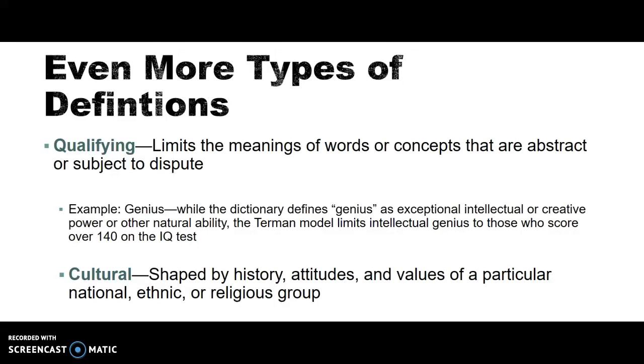Here's some more types of definitions. Qualifying definitions actually seek to limit the explanation of a word, especially words that are more abstract or subject to dispute. So, for example, genius. There are lots of ways to define genius, but one qualifying definition has to do with the IQ test. And you have to have a score of 140 or more to be qualified as that category of genius.